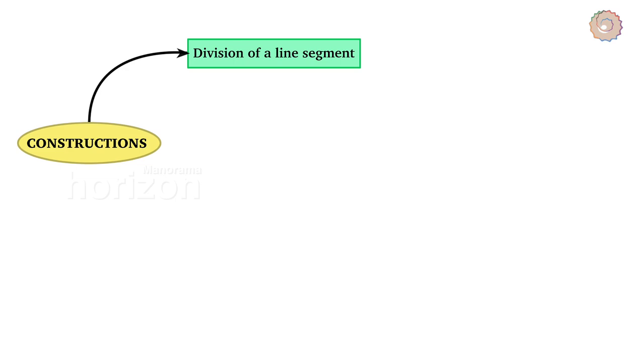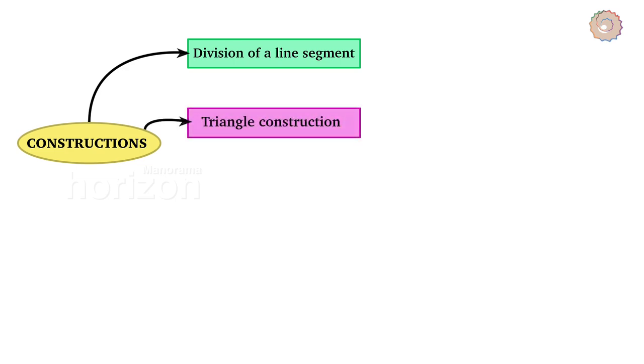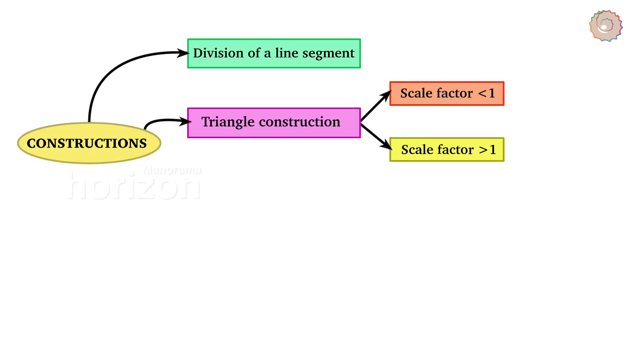So, let's have a recap of what we have learned in this section. We were dealing with some constructions. First one, division of a line segment in a given ratio. Second, constructing a triangle similar to a given triangle as per the given scale factor. We have considered two general cases: scale factor less than 1, where the triangle to be constructed is smaller than the given triangle, and the other case, scale factor greater than 1, where the triangle to be constructed is larger than the given triangle.